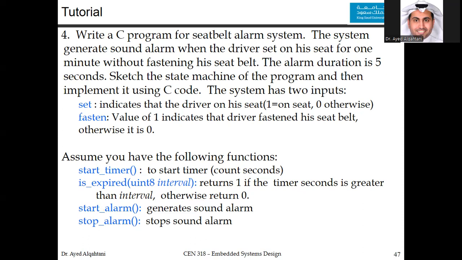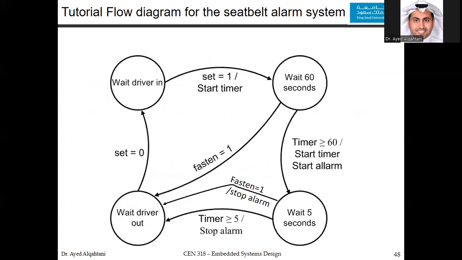Now, the state machine is based on the states that the driver is on. Are you waiting for some event or not? So you will have states indicating the system, and you will move from one state to another state based on the inputs that you have. And here we have 2 inputs, the sit and fasten. So for this problem, you sit down, think about it a while, and then you can come up with the state diagram or the flow diagram that you see here.